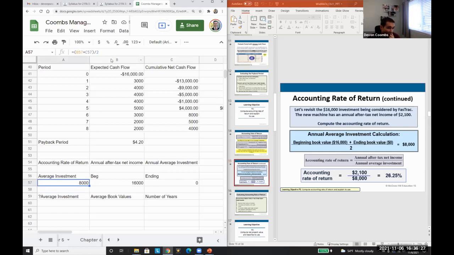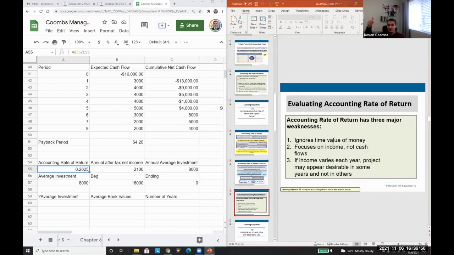And then what if our after-tax net income is 2,100? That'll be given to you. Then our accounting rate of return is 26.25%, because with $8,000 of average investment, we were able to make $2,100. Does that make sense? Okay, good.